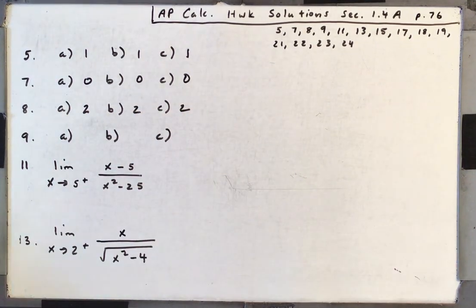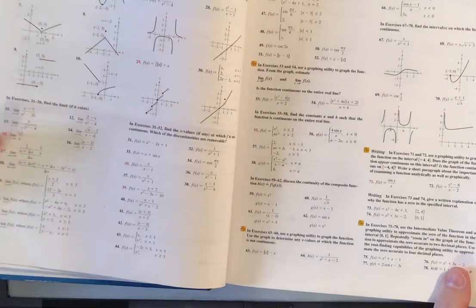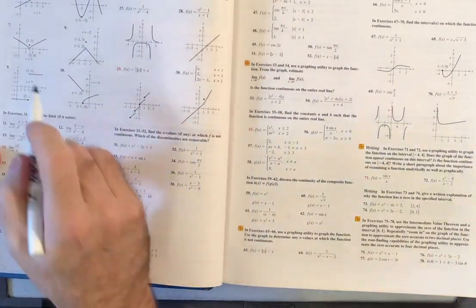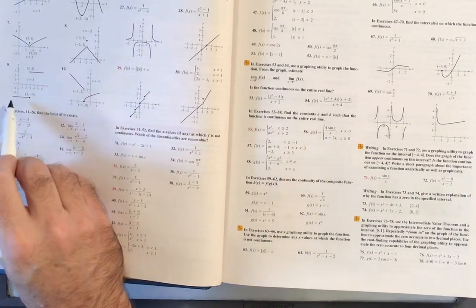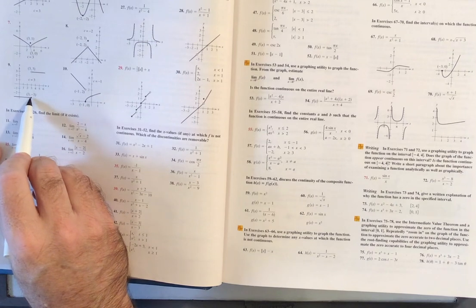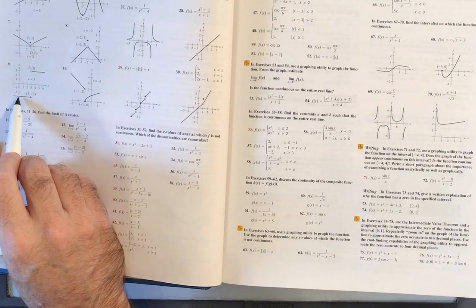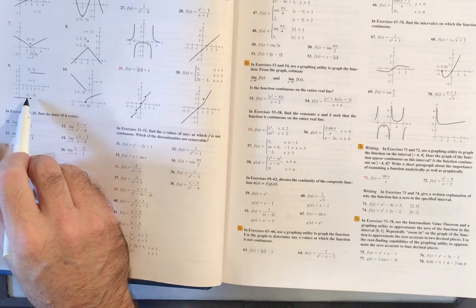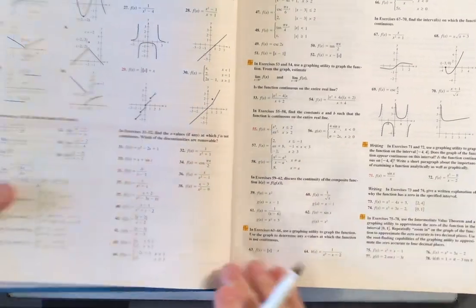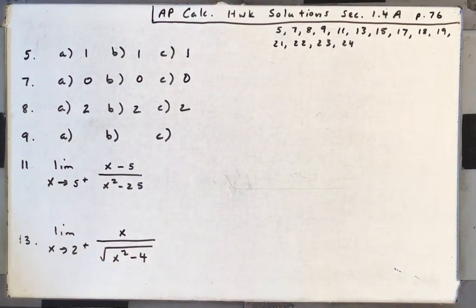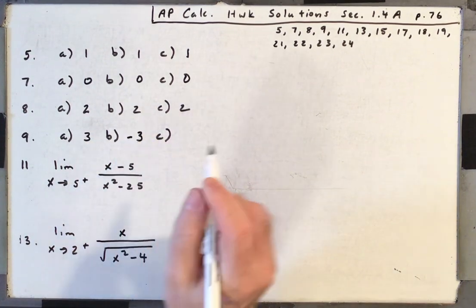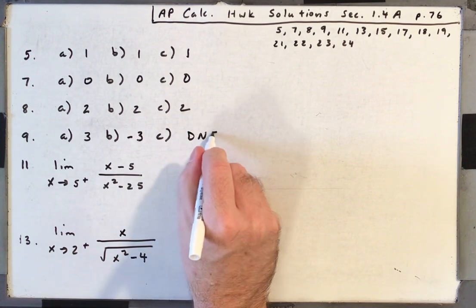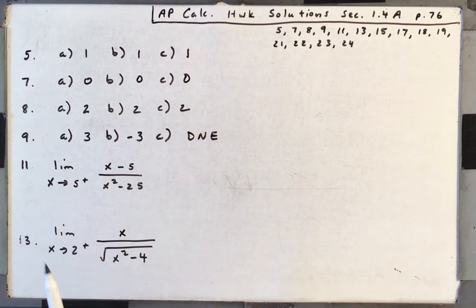Let's see if number 9 is any different. There's a break in the function here. From the right, the y value is 3. From the left, the y value is negative 3. So we've got a 3, negative 3. Your hands don't come together, so this limit does not exist. So we've got 3, negative 3, and does not exist. So I'm glad we got at least one of those examples in.